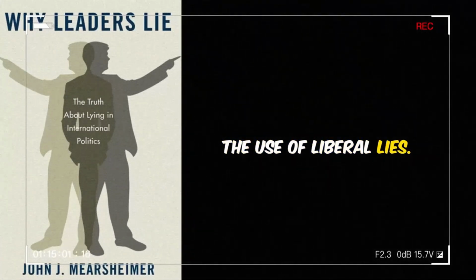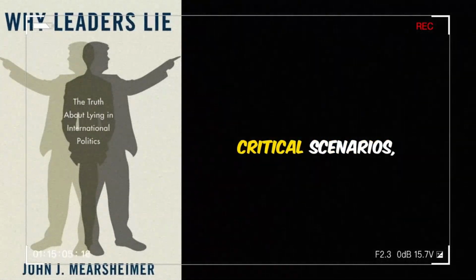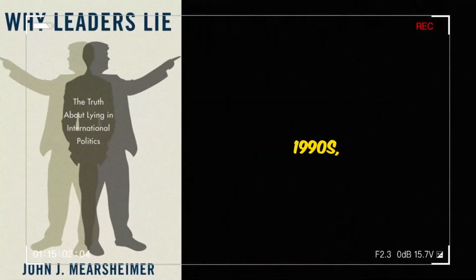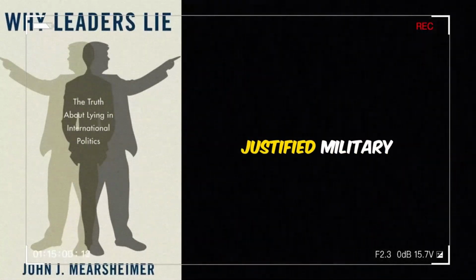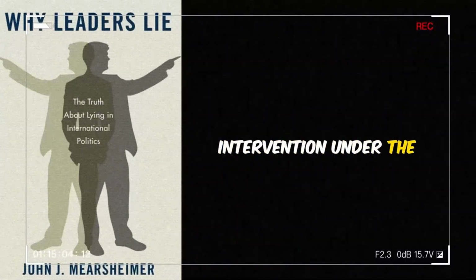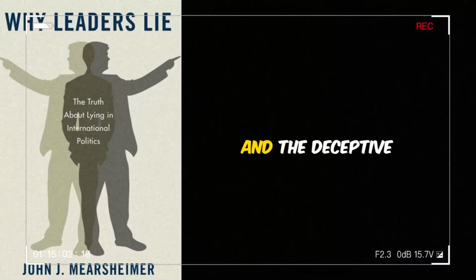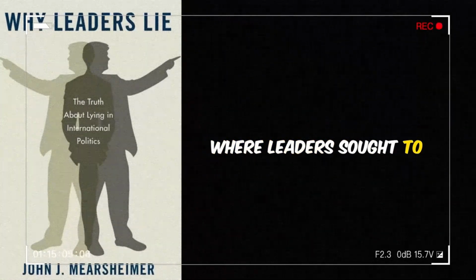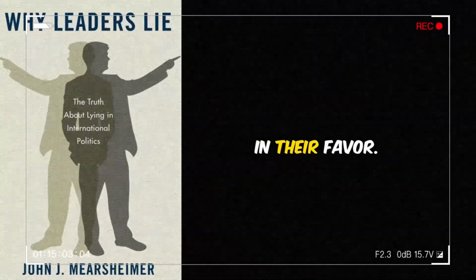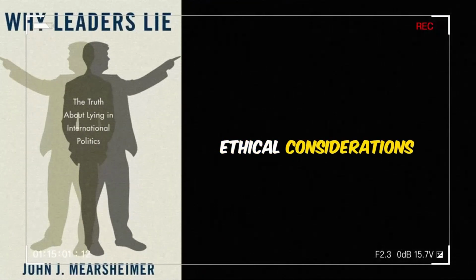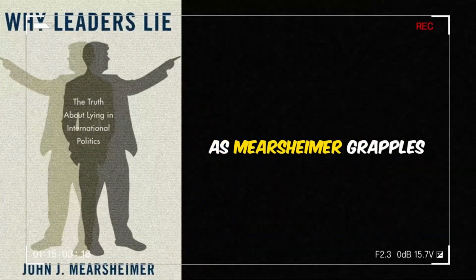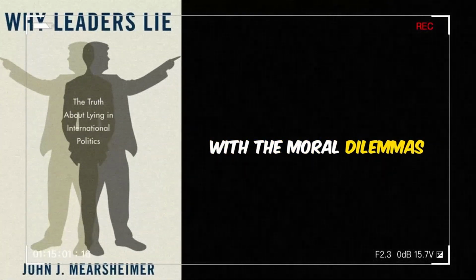These examples span critical scenarios, including the Kosovo conflict in the late 1990s, where Western leaders justified military intervention under the guise of humanitarianism, and the deceptive narrative surrounding the Arab Spring, where leaders sought to shape public perception in their favor. Ethical considerations loom large in the chapter's exploration, as Mearsheimer grapples with the moral dilemmas associated with liberal lies.